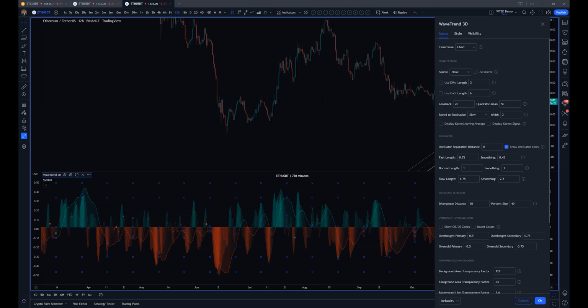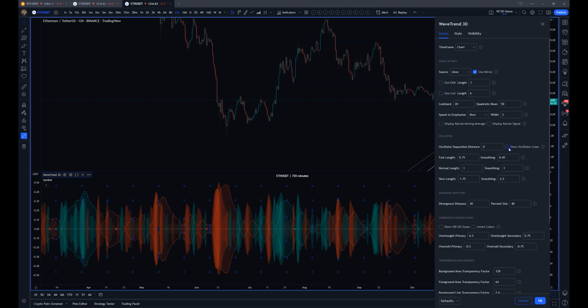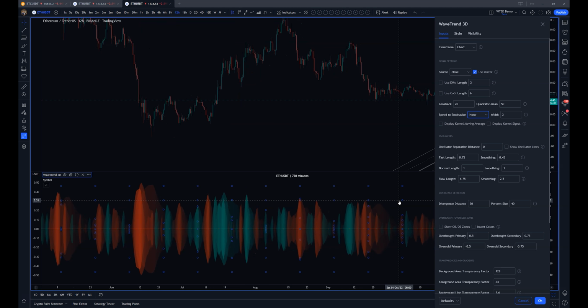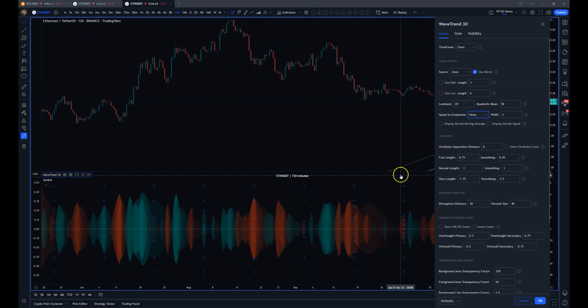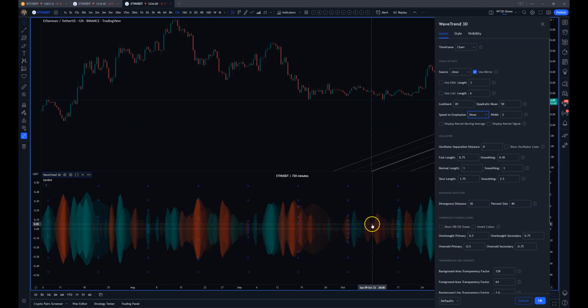But this use mirror button, for example, will literally just mirror the signals across this zero line. And you may wonder why you would want to do this. Well, if I turn off show oscillator lines, it sometimes calms down a little bit, and then switch that to none. Now you have this nice little representation that resembles kind of a 3D sound wave. And you can make some interesting inferences based on how these waves are overlapping with each other. You can see that within a larger bearish trend, there are these little tiny bubbles of green showing you, hey, this is bullish, but you're still within a bearish environment, for example. So it gives you a different way of thinking about things.